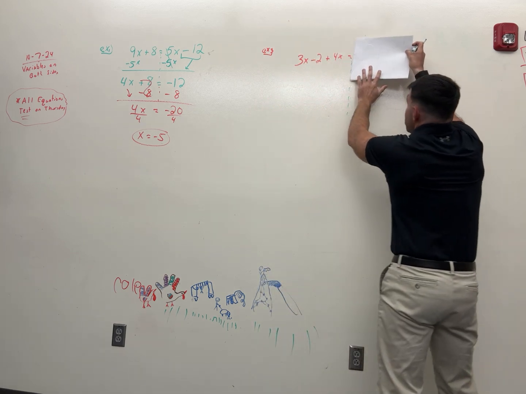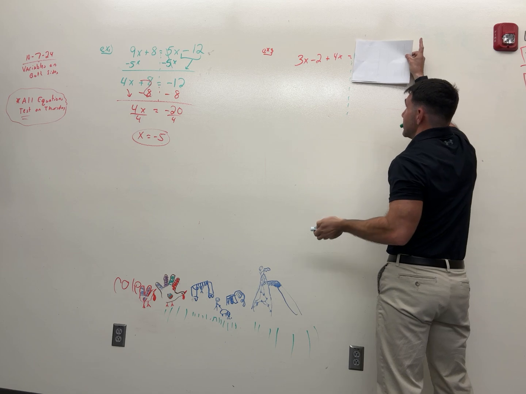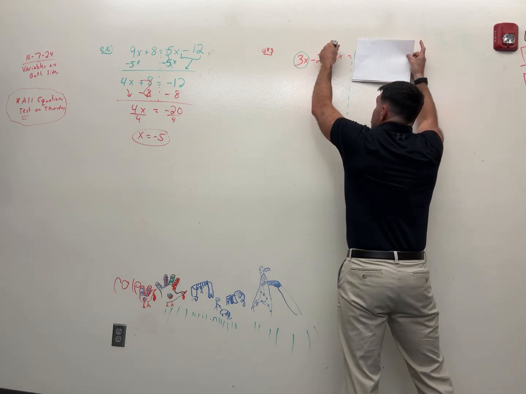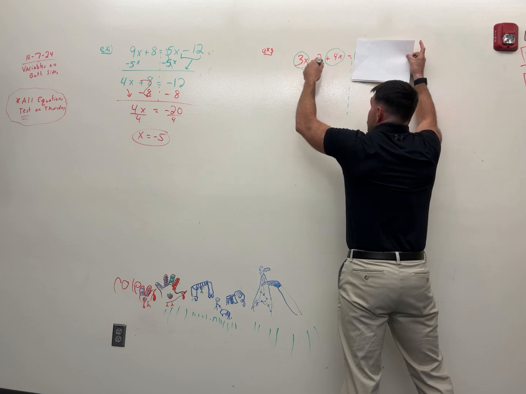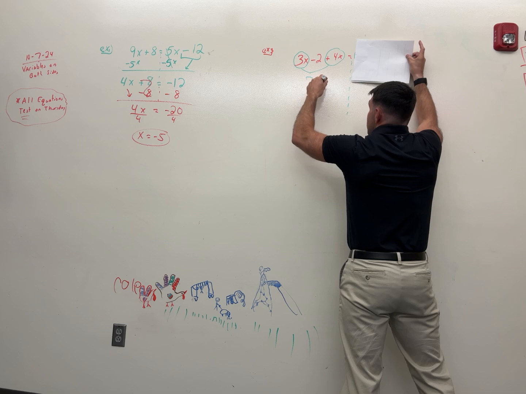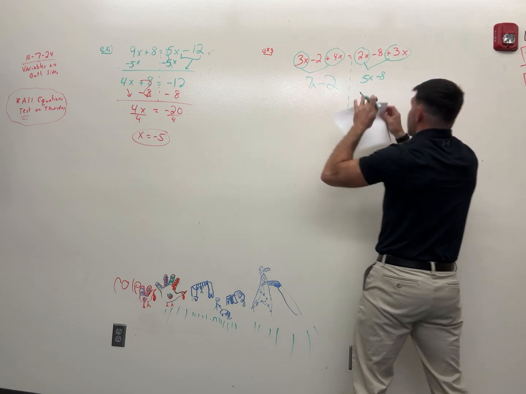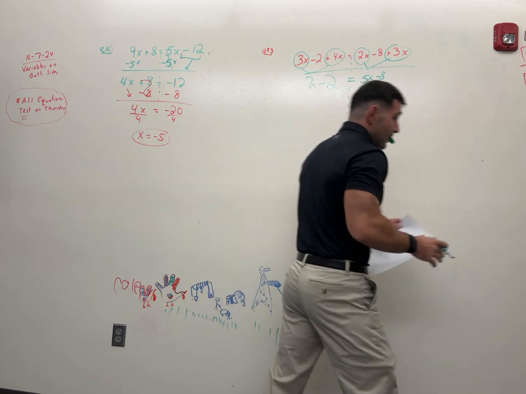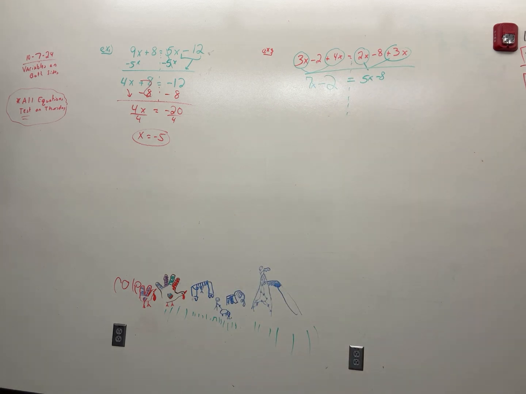Now if I cover this all up, Holly, what are my like terms on this side? 3x and positive 4x, which gives me 7x. Okay. Good job. So now I've combined my like terms on both sides. Go ahead. I'm going to give you 1 minute. Finish the problem.